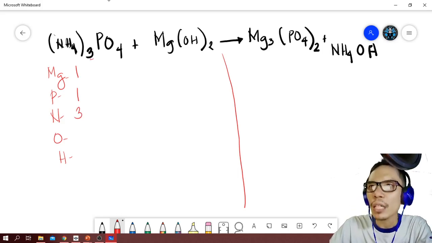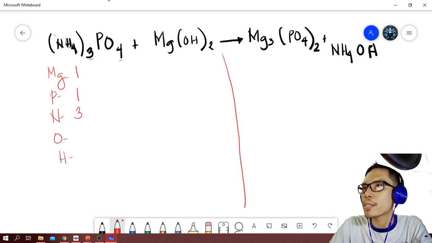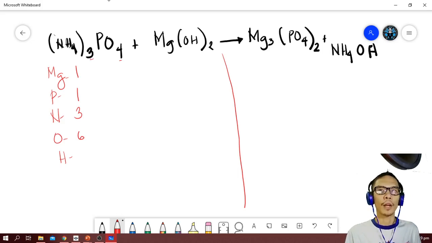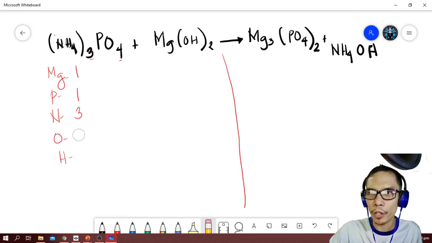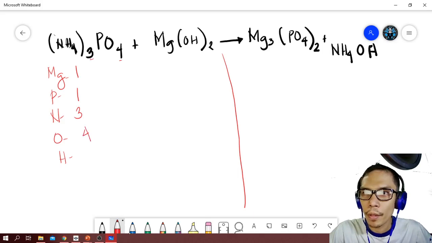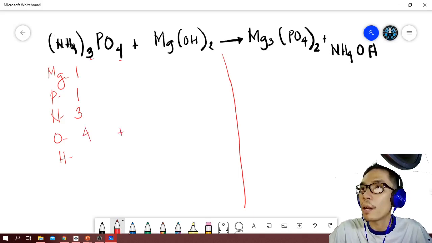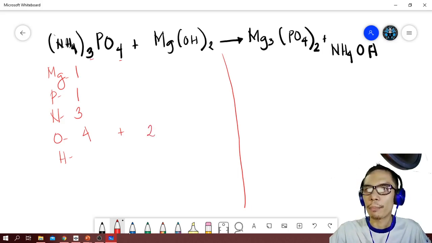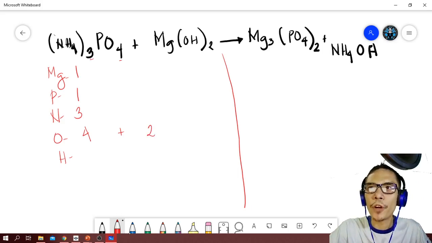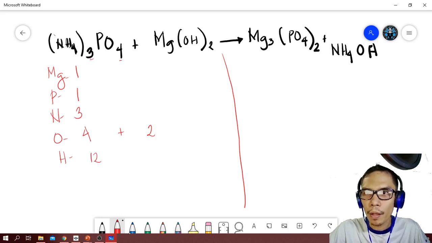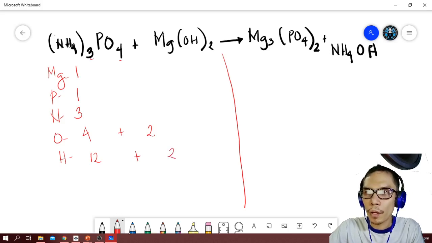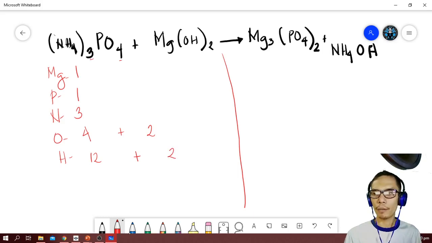Next one, we have oxygen. We have 4 over here, plus 2 times 1, that is 2, so that will become 6. So we have 4 on this side and 2 on this side, for a total of 6. Next, the hydrogen. We have 4 here times 3, that is 12, plus 2 times 1, that is 2.